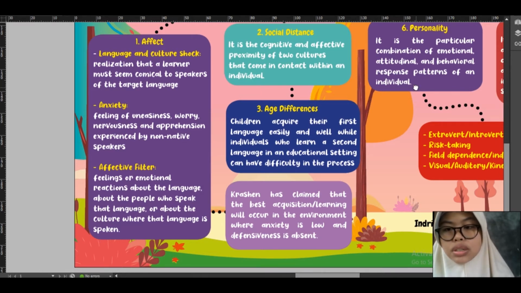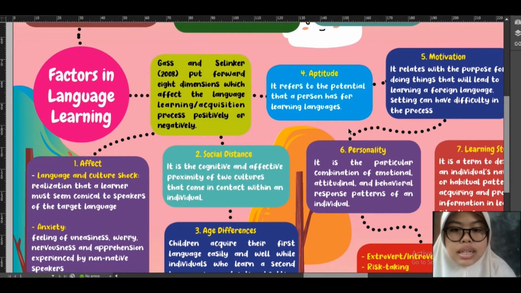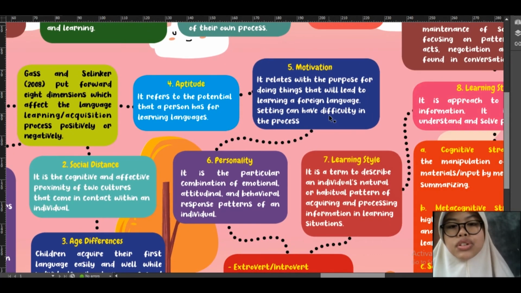Okay, and then the fourth is aptitude. What is aptitude? Aptitude refers to the potential that a person has for learning language. Okay, next is motivation. Motivation relates to the purpose for doing things that will lead to learning a foreign language.